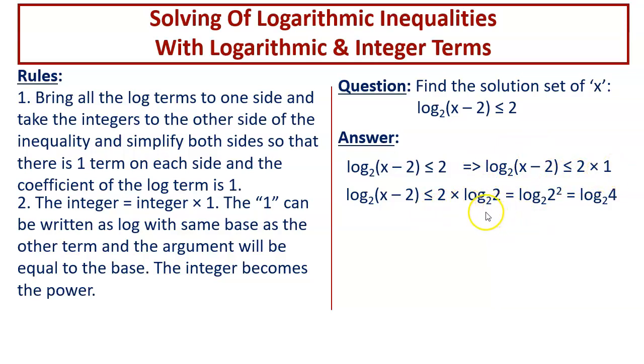In place of 1 we are writing log of 2 to the base 2, which is equal to, now the integer becomes the power. This is the integer, this becomes the coefficient. So this becomes the power of this 2. So we are having log of 2 to the power of 2 to the base 2, or log of 4 to the base 2. So the inequality is log of x minus 2 to the base 2 is less than or equal to log of 4 to the base 2.